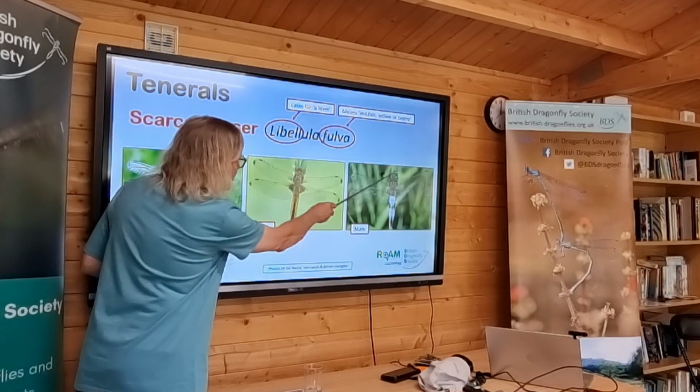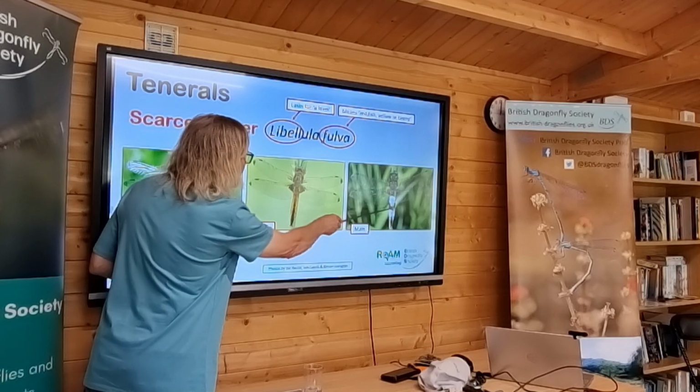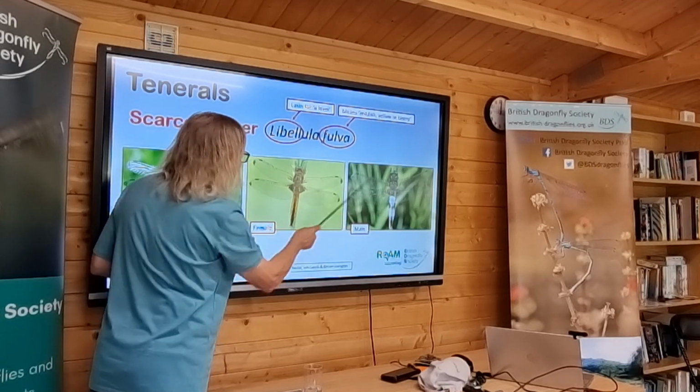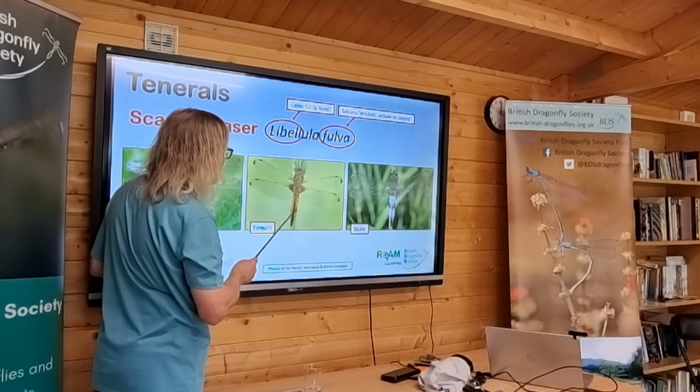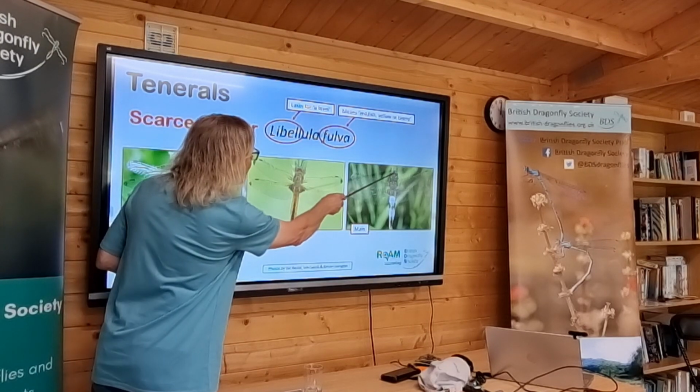And the male gets pruinescence, which is this blue waxy coating on its abdomen. So that's a male, and this pretty much disappears. And the eye, as Dion rightly says there, the eyes turn blue as well.